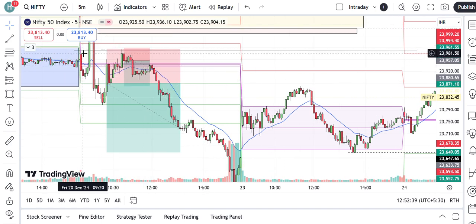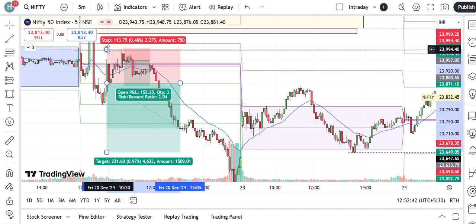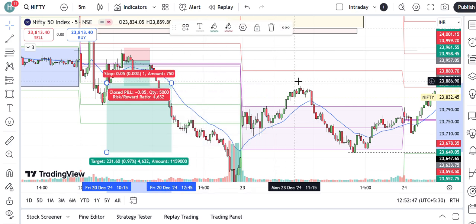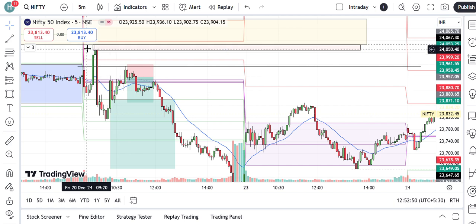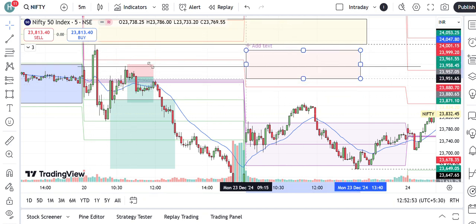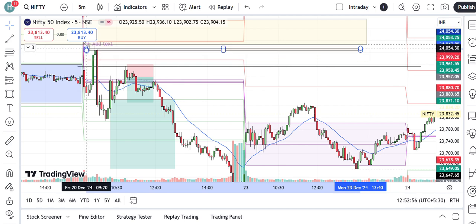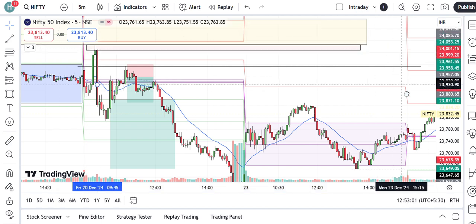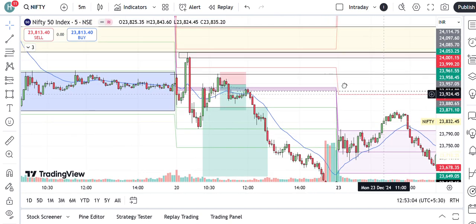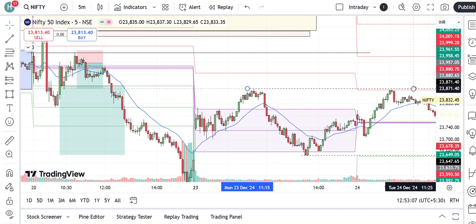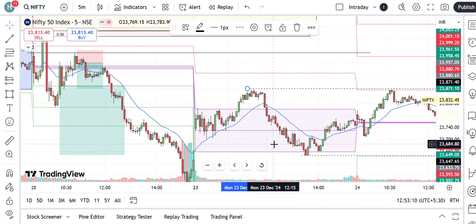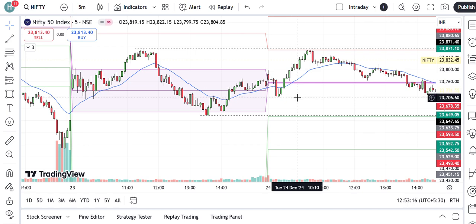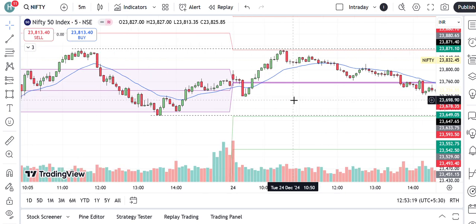Okay, where is the PDH? Yeah, the PDH is here. Okay, this is PDH, PDL, and no other important level. And this is a very narrow CPR. Very narrow CPR is a trending day or zigzag day.